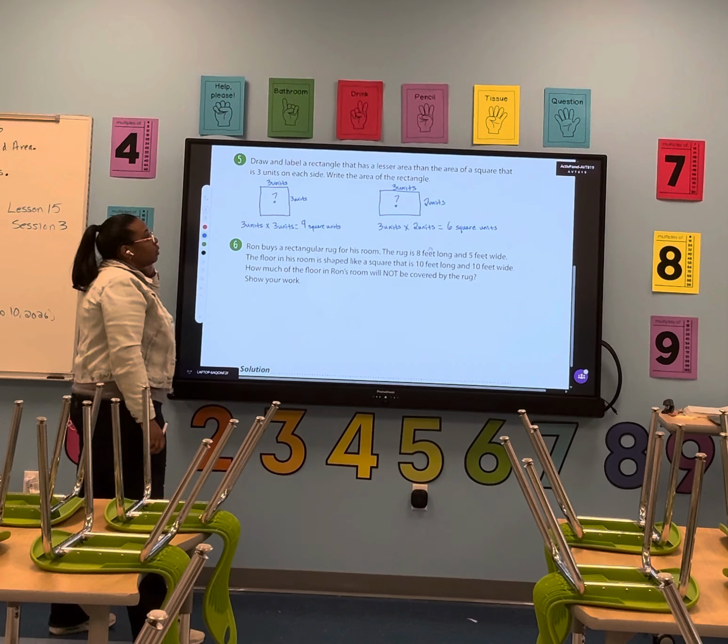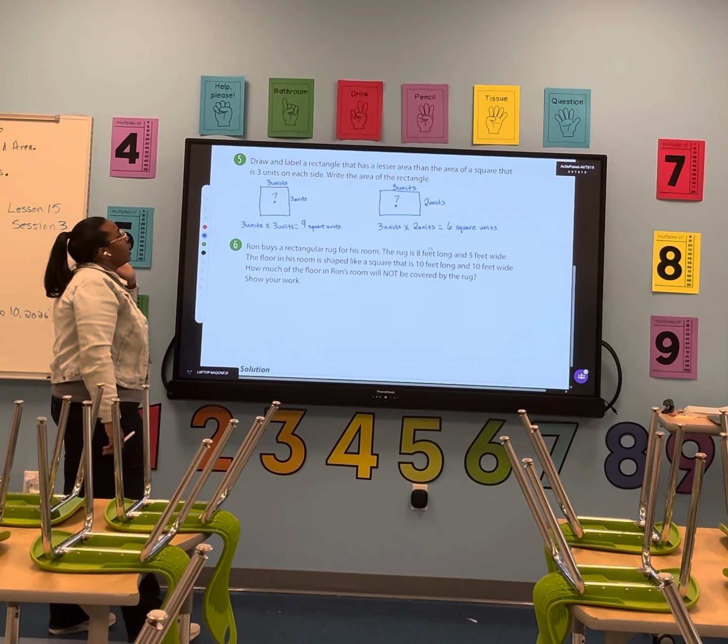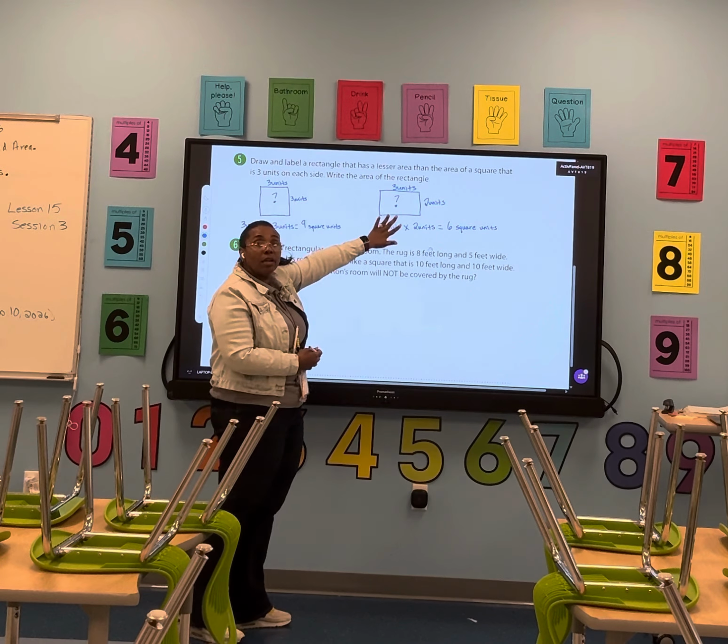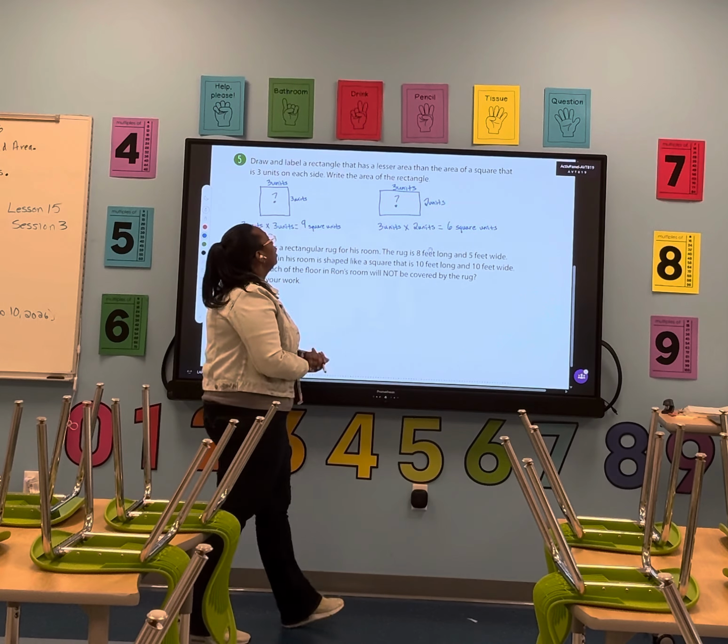Okay, so let's go back and read. So it says draw and label a rectangle. So that we drew the rectangle and we labeled it.